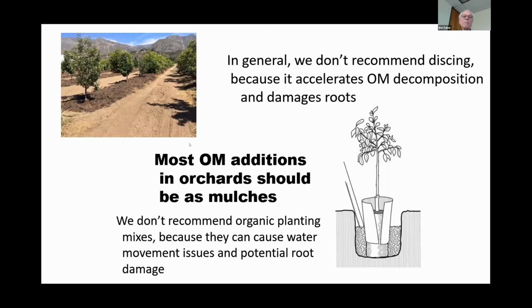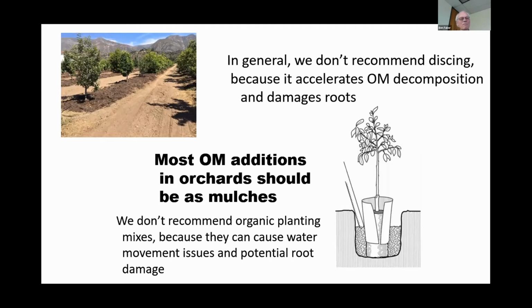So in these perennial systems that I've worked in, avocados and citrus, in general, we do not recommend disking. We don't want to incorporate materials because it accelerates decomposition, and it causes root damage. And so in Southern California, and this is probably true in general of California, we don't get rain. So you hear about all these diseases that people are dealing with in Australia and high rainfall environments, and we don't get high rainfall environment disease problems.